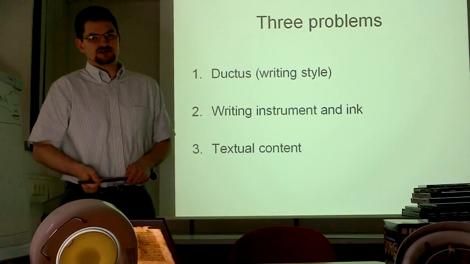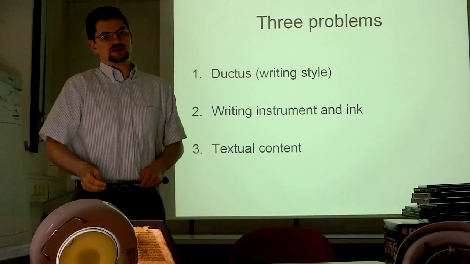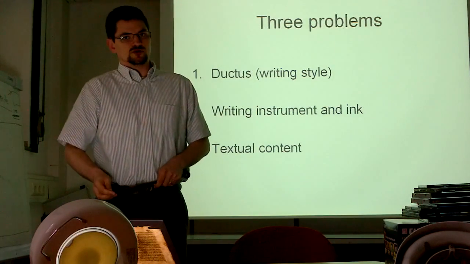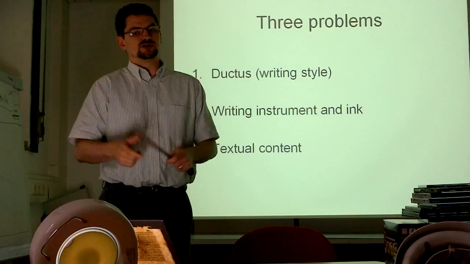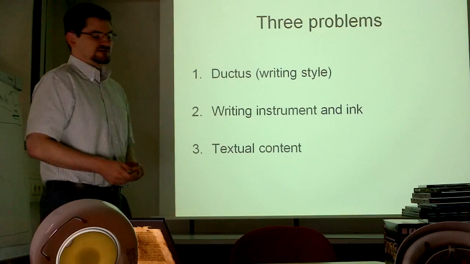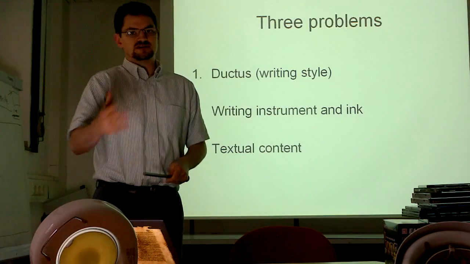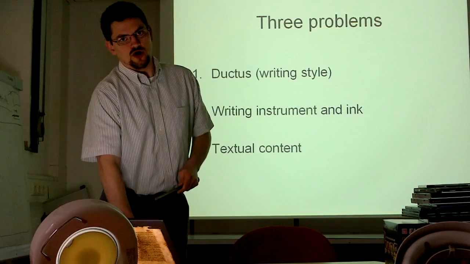The first is the ductus. So this is the scribal hand, how the scribe actually wrote particular characters. The second is the writing instrument and the ink that were used. We can tell some things by looking about what was going on in the actual production of this manuscript. And the third is the textual content, the things that are actually written. This is the text, what it says, the language. And all of these things, as I'm going to show you, are a bit peculiar.